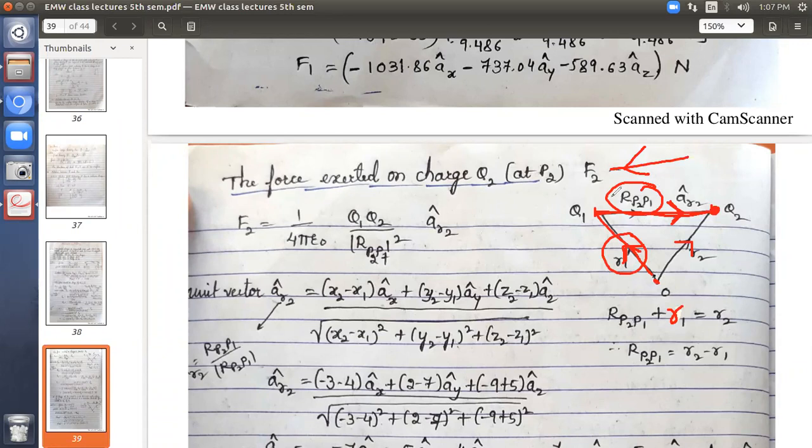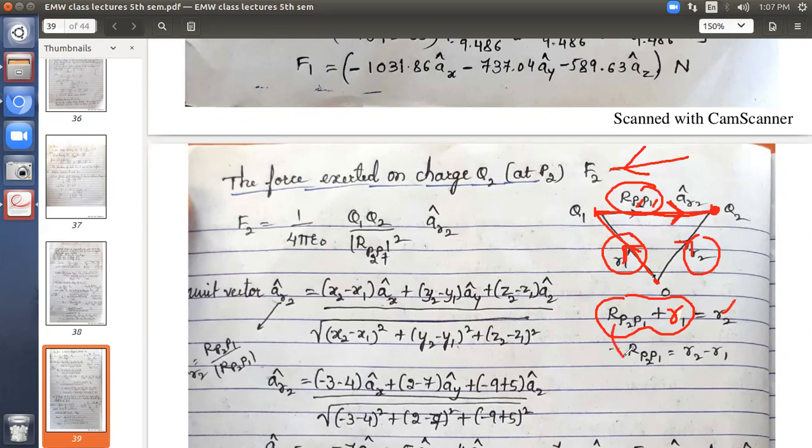This suffix indicates the force on which charge, due to which charge. So 2, 1 indicates the force is on 2 due to 1. So R plus R1 is equal to R2, the third direction, opposite direction.